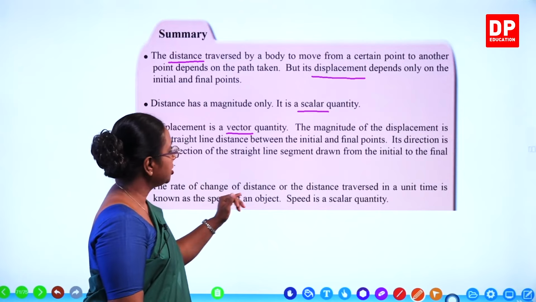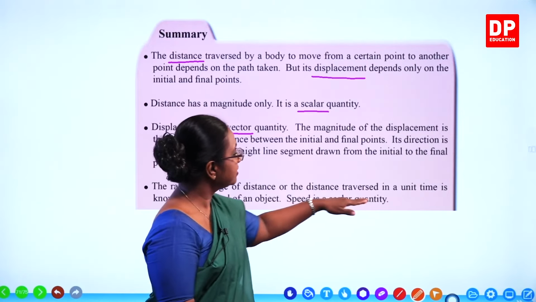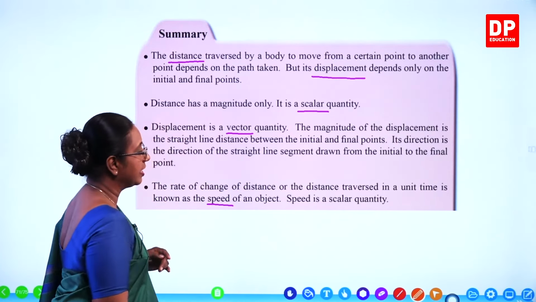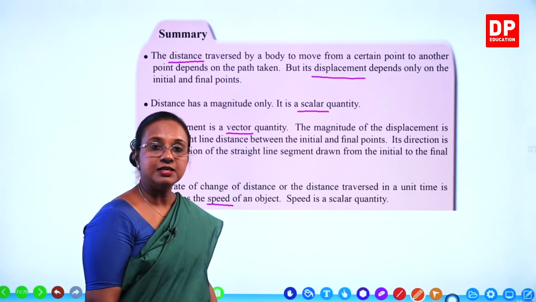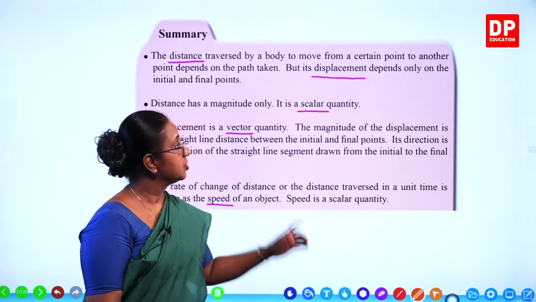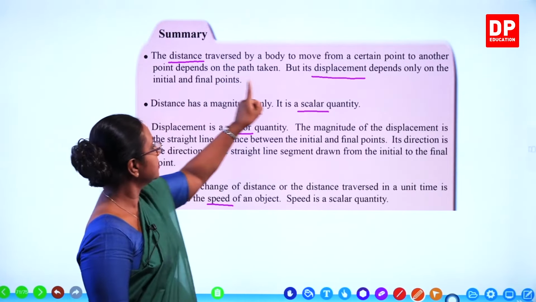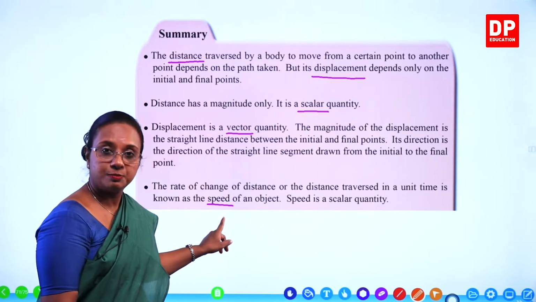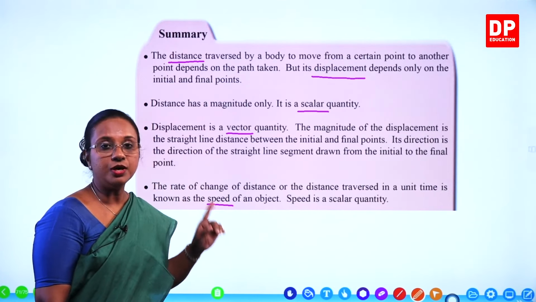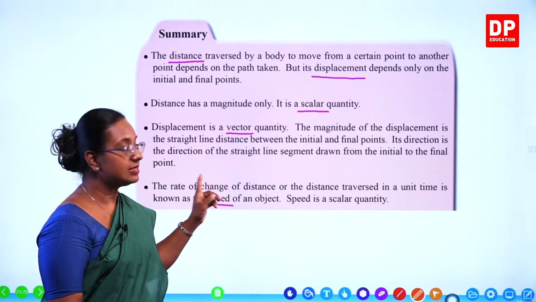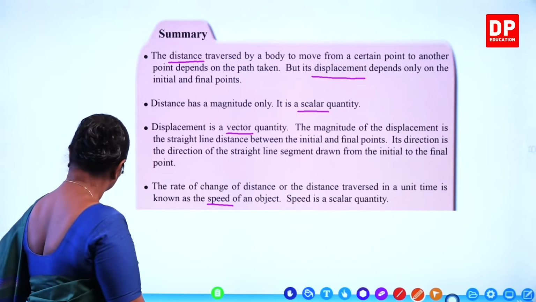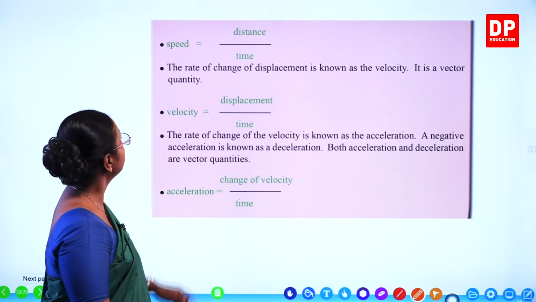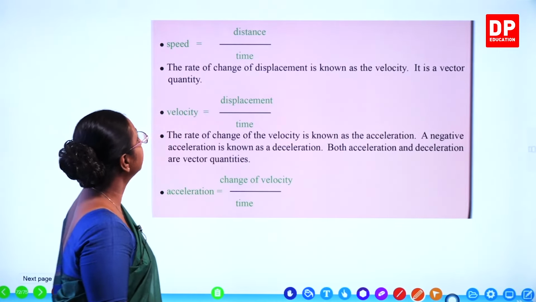The rate of change of distance, or the distance traversed in a unit time, is known as the speed of an object, and speed is a scalar quantity. So remember the terms: distance, displacement, scalar quantity, vector quantity, speed. You should know the equations relevant to these and the definitions. Here the definitions are given to you. Speed is distance divided by time.